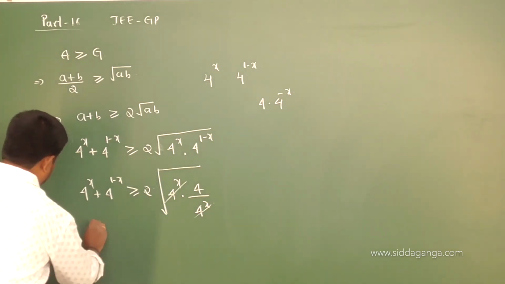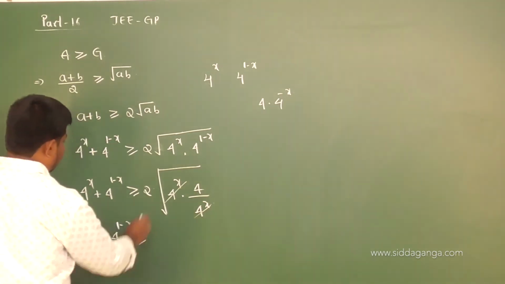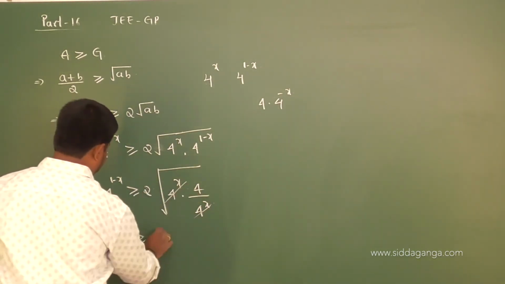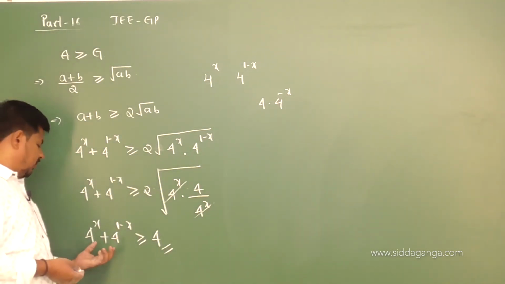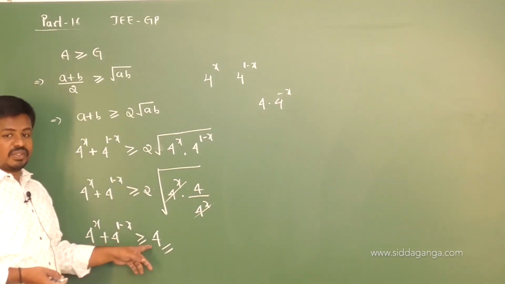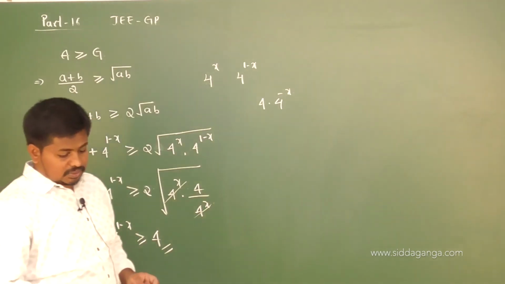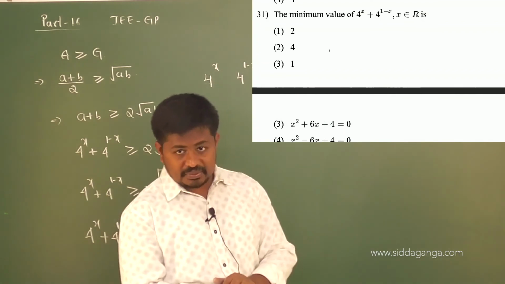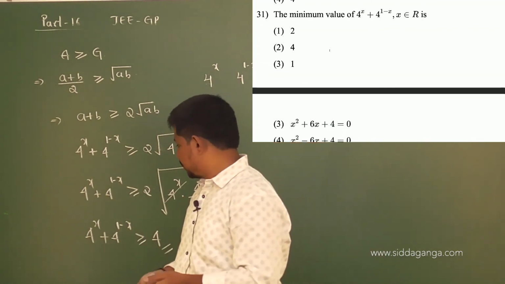So 4 power of x plus 4 power of 1 minus x is greater than or equal to 2 into root 4, which is 2. So 2 2s are 4. You mean the sum of these two is always greater than or equal to 4, in the sense the minimum value of the sum of these two is 4. That's it. So what is the question actually? The question is the minimum value of the sum of these two. Of course, that is 4, option 2.